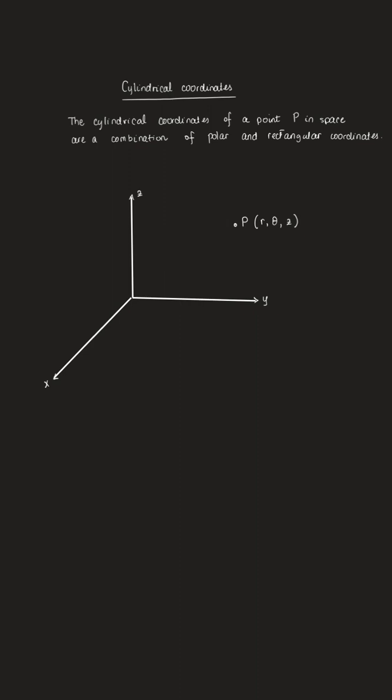All right, in this video, I'm going to introduce cylindrical coordinates, which are basically the equivalent of polar coordinates, or a mixture of polar and rectangular. So the cylindrical coordinates of a point P in space is a combination of polar and rectangular coordinates. A point P in space is going to have three coordinates, r, theta, and z.